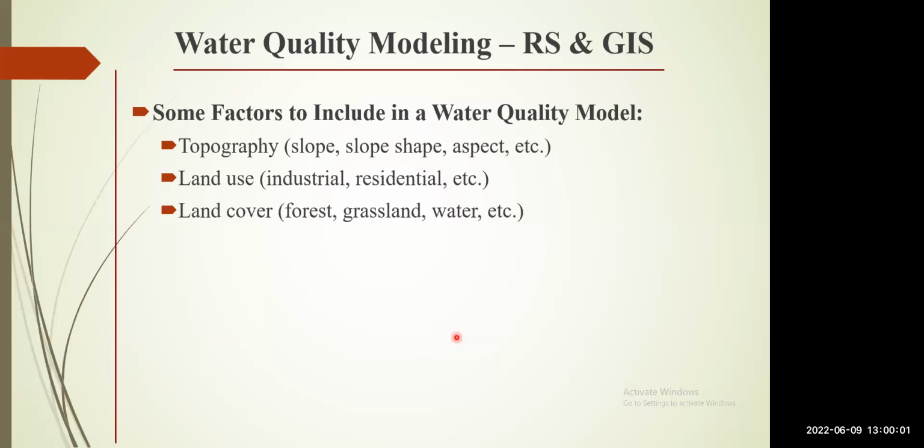Whenever we talk about the water quality or modeling of water quality, for example, one stream, one area, one region, the topography of that specific area is very important. So a digital elevation model basically gives us the topography of the area.